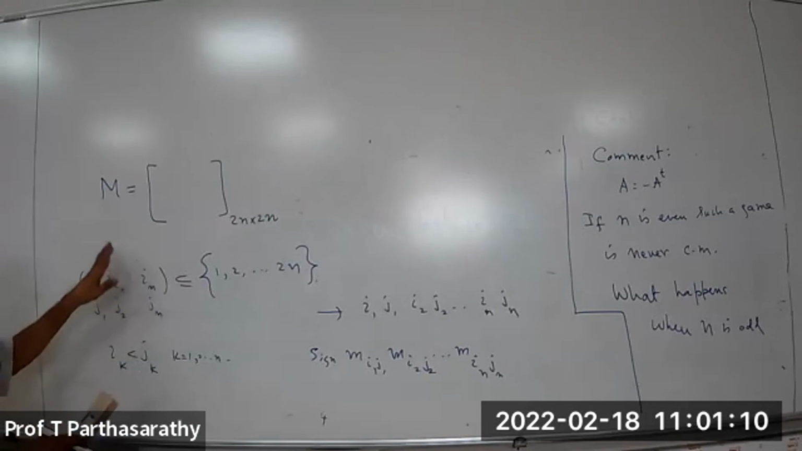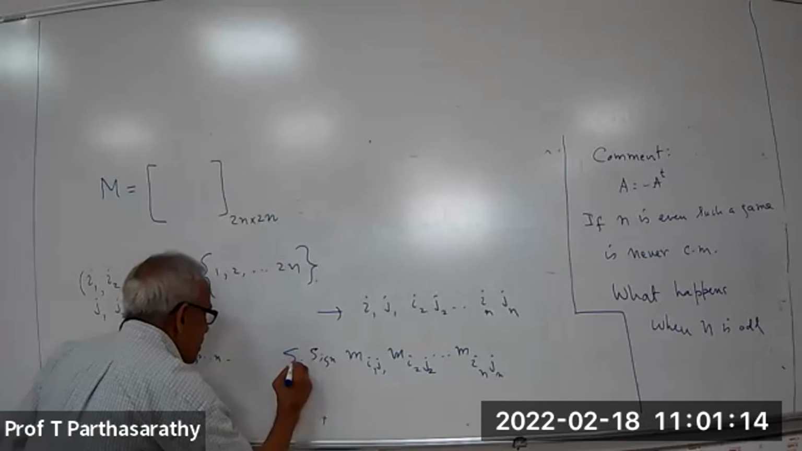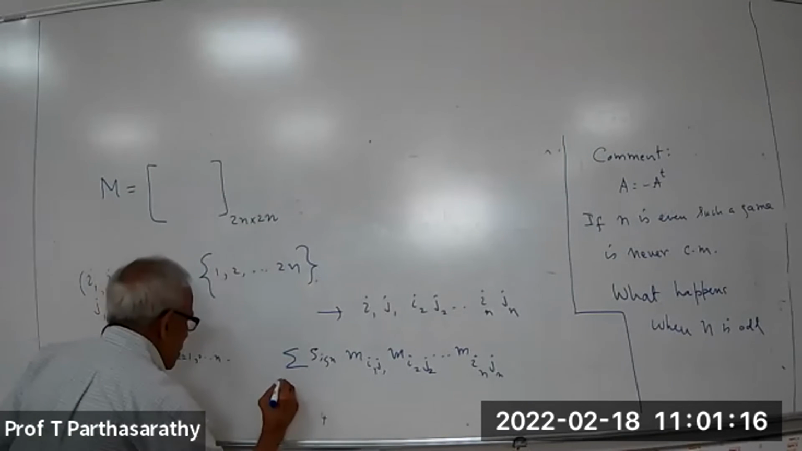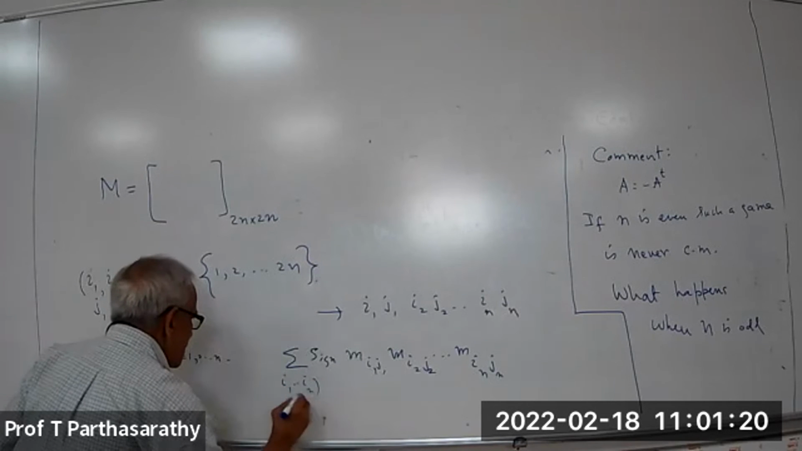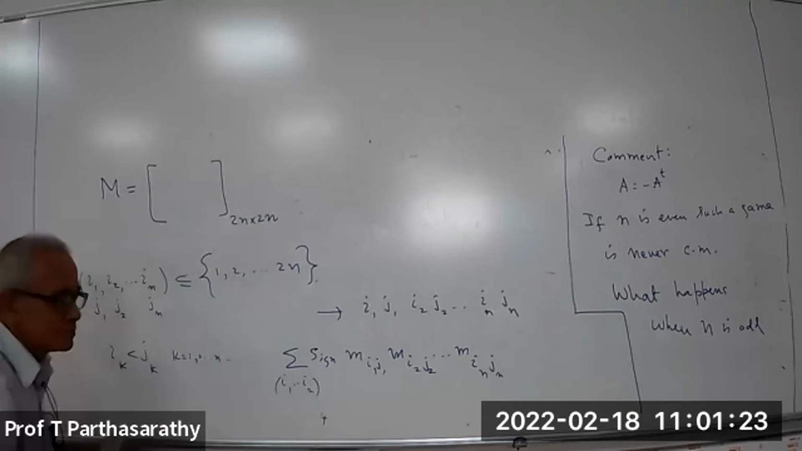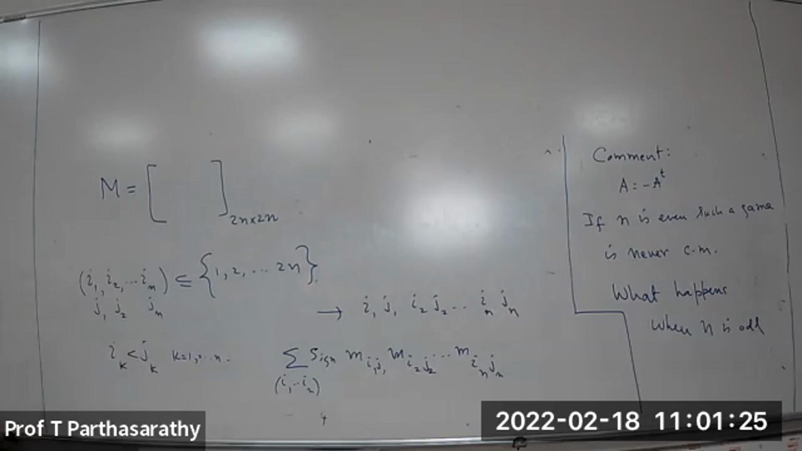Now this I do for all such possible I1, I2, ..., In satisfying these conditions. So now I sum over all possible I1, etc. I will do it with reference to n equal to 2. Is that clear? Now this is what is called the Pfaffian of the matrix M, the entire sum.